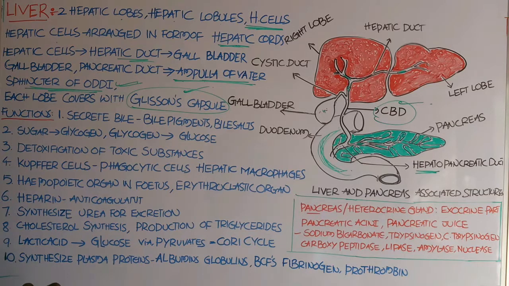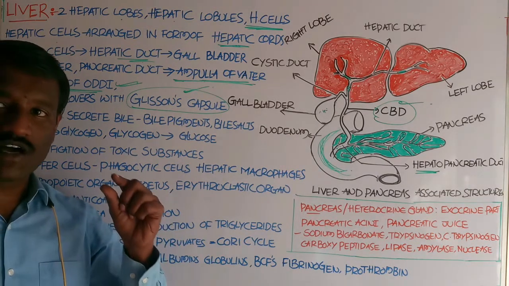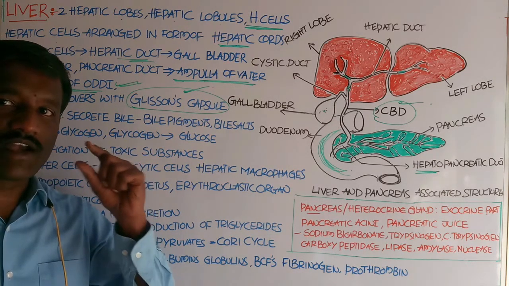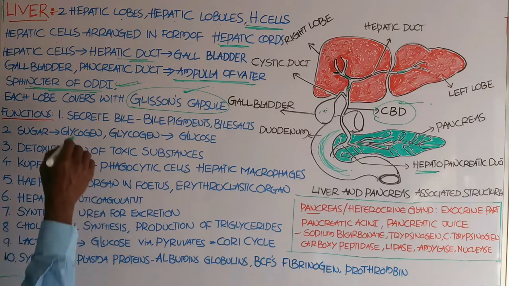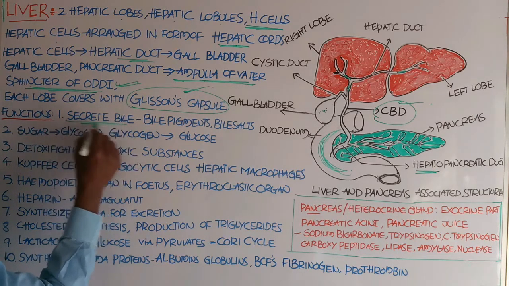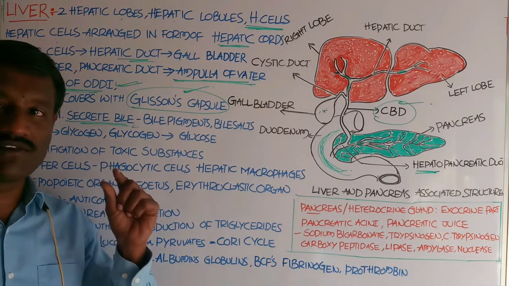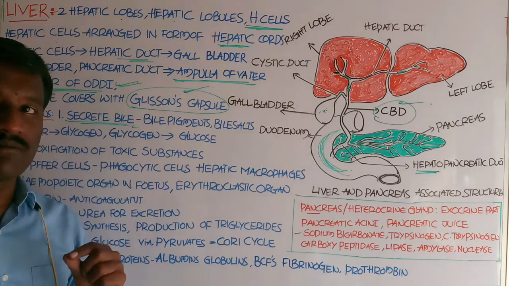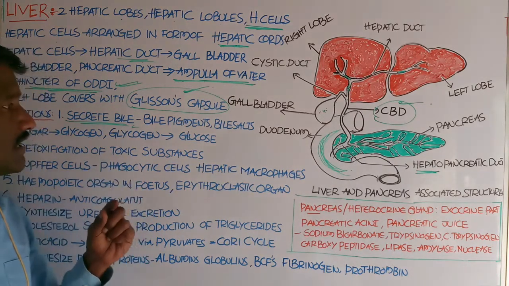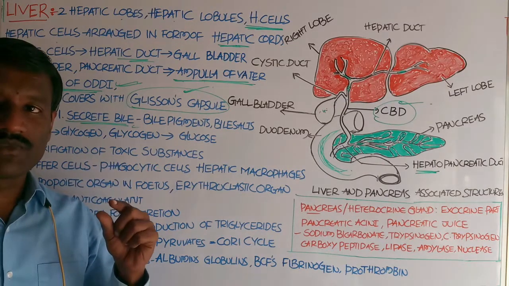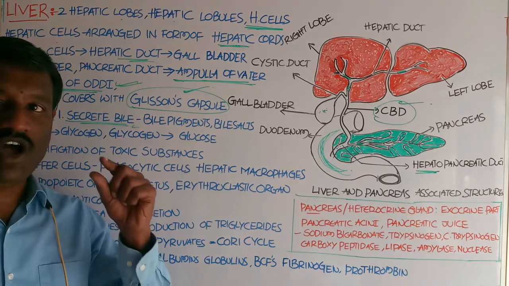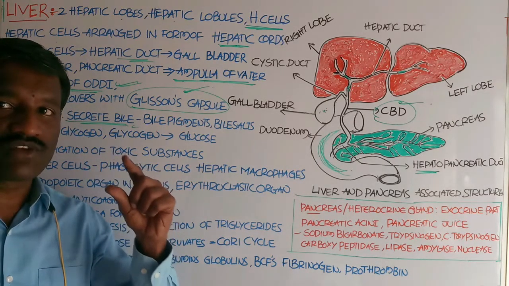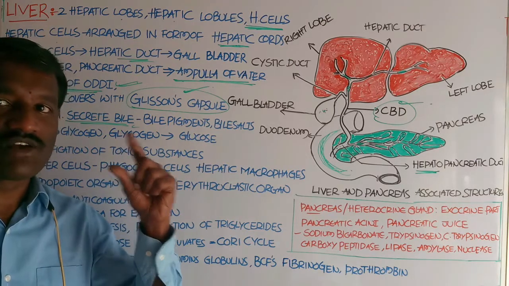Okay, what about the functions of the liver? The liver performs different types of functions. First, the liver secretes bile. Bile secretion is the main function of the liver, and bile consists of bile salts and bile pigments. The bile salts are sodium and potassium taurocholates and glycocholates, which help in the digestion of fats, the emulsification of fats.